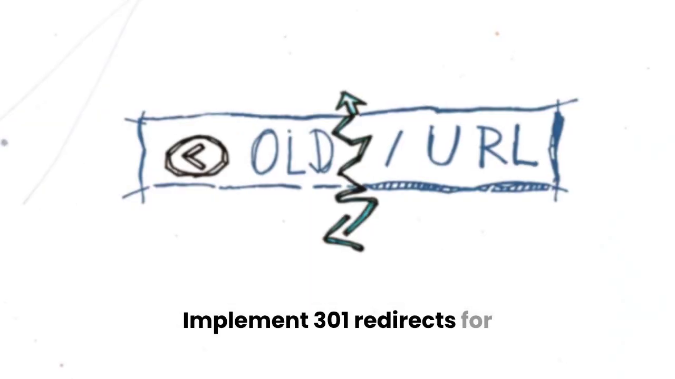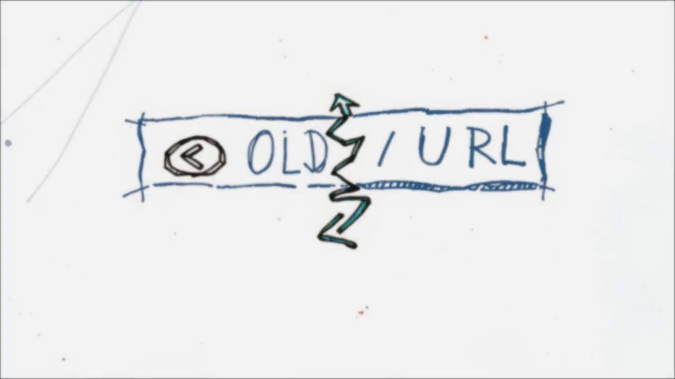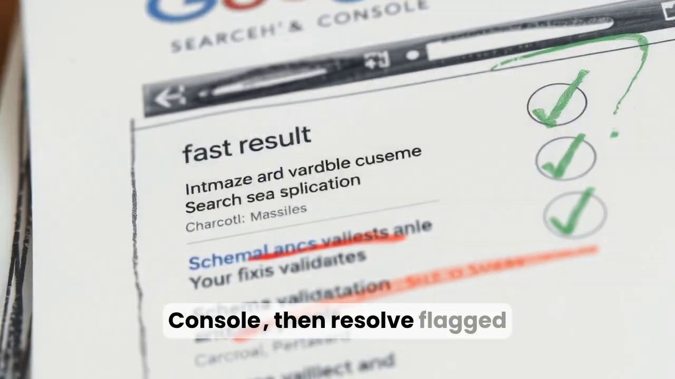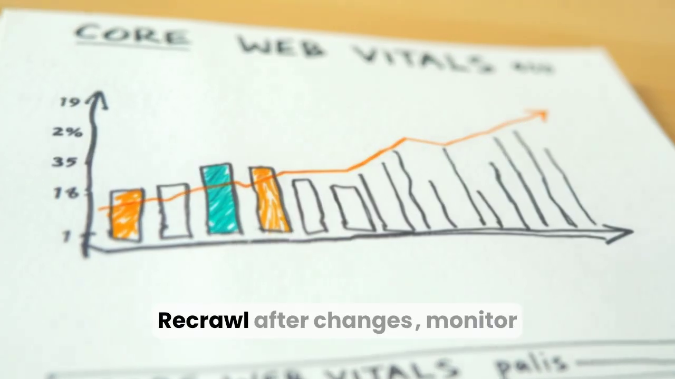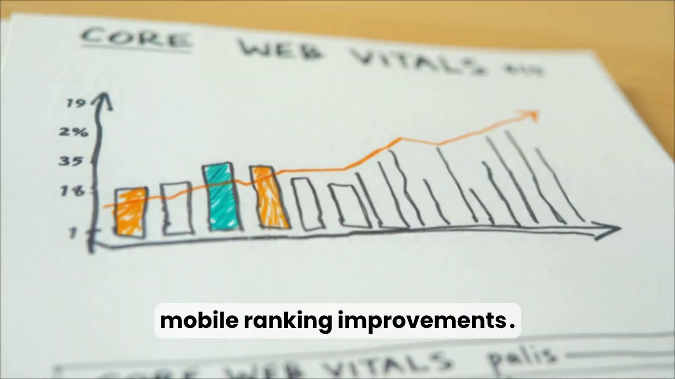Implement 301 redirects for moved URLs and fix any broken links on mobile. Validate mobile usability and structured data in Search Console, then resolve flagged issues. Recrawl after changes, monitor core web vitals, and track mobile ranking improvements.